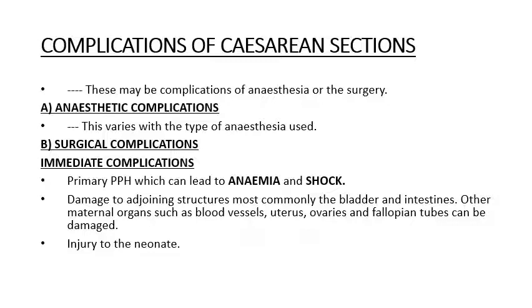Hemorrhage. Damage to the adjoining structures, commonly the bladder. The bladder is very common, and then also the bowel. Relatively common, the large bowel, and the bladder is the most common. Other major organs such as blood vessels, ureters, ovaries and fallopian tubes may also be damaged. Injury to the neonate, especially when you are puncturing the amniotic sac.